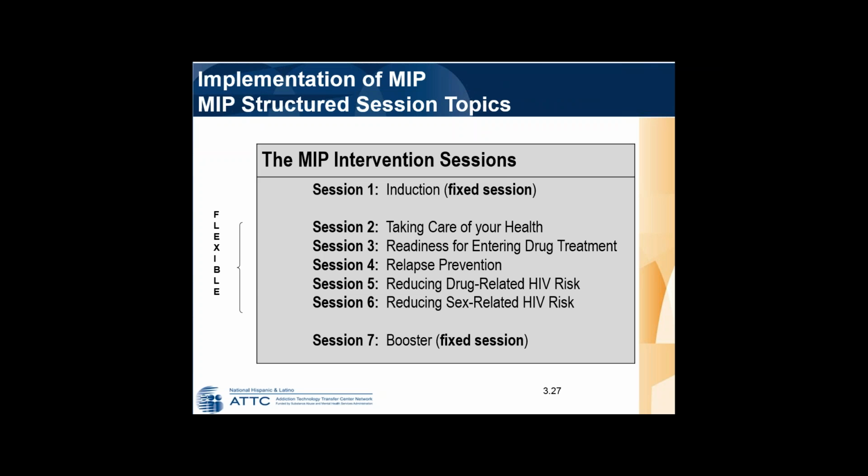Okay, so as I mentioned before, there were 7 sessions. The 7 sessions of MIP, the first one is a fixed session, which is an induction session, where we explain the program to the participants, provide the opportunity to get tested, give them pre-counseling, post-counseling of HIV, and introduce everything that we were going to be doing if they decided to participate in the program. That's the one fixed session, and as you see, session 7 is also a fixed session, which is a booster session. Sessions 2 to 6 were flexible sessions.